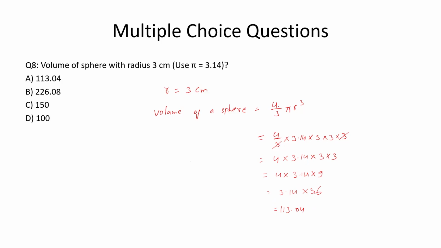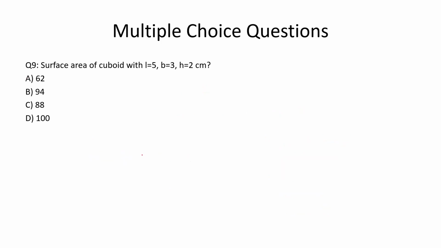Again, can you guess the unit? So 4 by 3 is constant. Pi is a constant. No unit there. R with centimeter, but you are multiplying it thrice. So centimeter cube. So option A is correct. Is it okay?